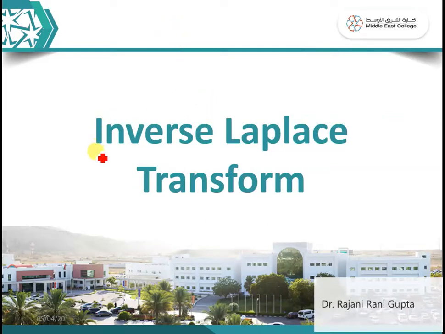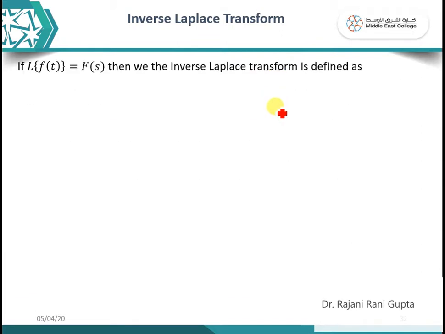Everyone, today we are going to discuss the topic of inverse Laplace transform. We will see how to find the inverse Laplace transform of any function. First of all, let's define it. If the Laplace transform of a function of t is defined as a function of s, then we define the inverse Laplace transform as Laplace inverse of F of s is f of t. This means we just take the operator L to the other side and denote it by L minus 1.